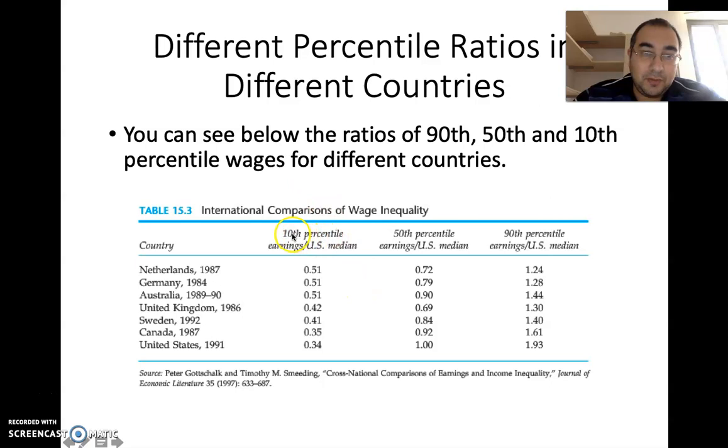And this is again for all other countries: 10 percentile wage earnings to the U.S. median, 50 percentile wage to the U.S. median, and 90 percentile wage to the U.S. median. You can see that, well, the highest 90 percentile wage earners are in the United States. Although, if you look at the 10 percentile wage, many countries are much better than the United States. Actually, all countries are better than the United States. I mean, the United States is not a good country for the 10 percentile low wage earners. It is a good country for high wage earners.